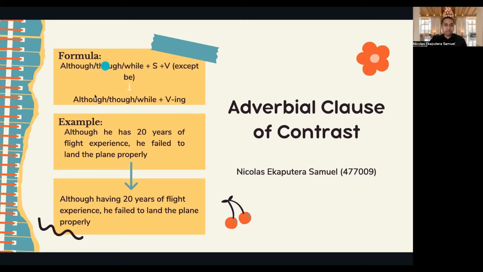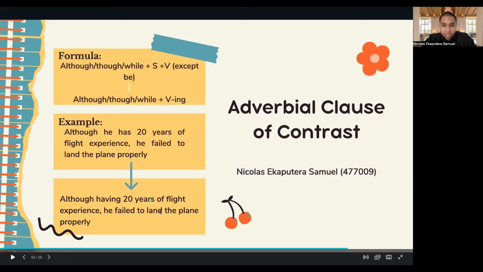In this formula, we're just going to remove the subject and add -ing to the verb. An example, "Although he has 20 years of flight experience, he failed to land the plane properly." In the reduced version, we simply remove the subject. There's no more "he," and we add -ing to the verb. So instead of "has," we have "having." A little bit longer, but it's fine. So we have, "Although having 20 years of flight experience, he failed to land the plane properly." Okay, on to the next one.